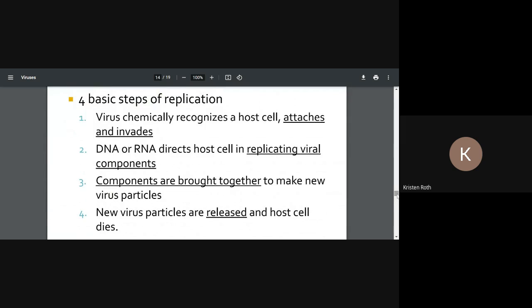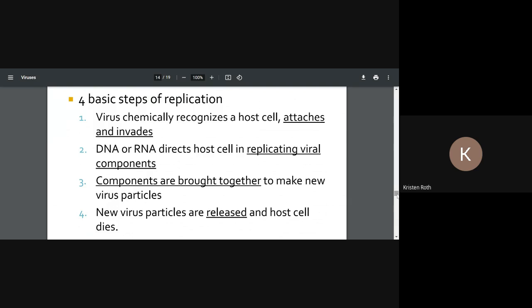So first off, the virus chemically recognizes a host cell, attaches, and invades. So really what's happening here is attachment and entrance. That's step 1. The virus chemically recognizes a host cell, attaches to it, and then enters it. Either the whole virus or only its genetic material, for certain viruses, enters the cell's cytoplasm. You know the cell cytoplasm is like the filler of the cell, what fills the cell up.